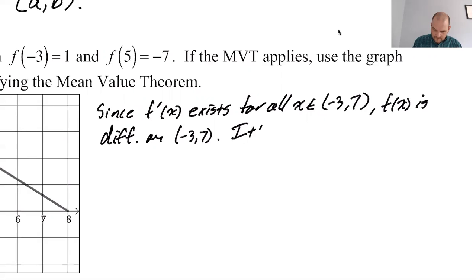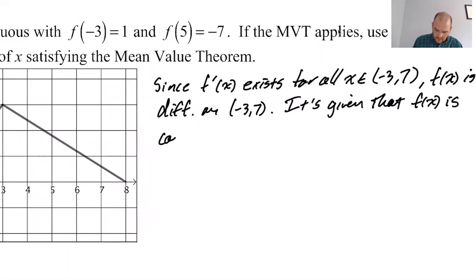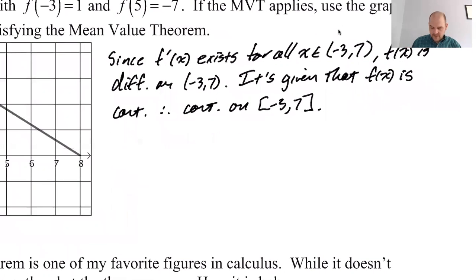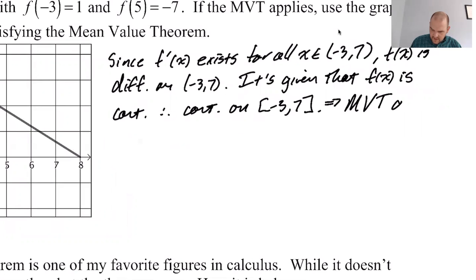It's given that f of x is continuous, therefore continuous on the closed interval, -3 to 7. All right, so therefore this implies that MVT applies.